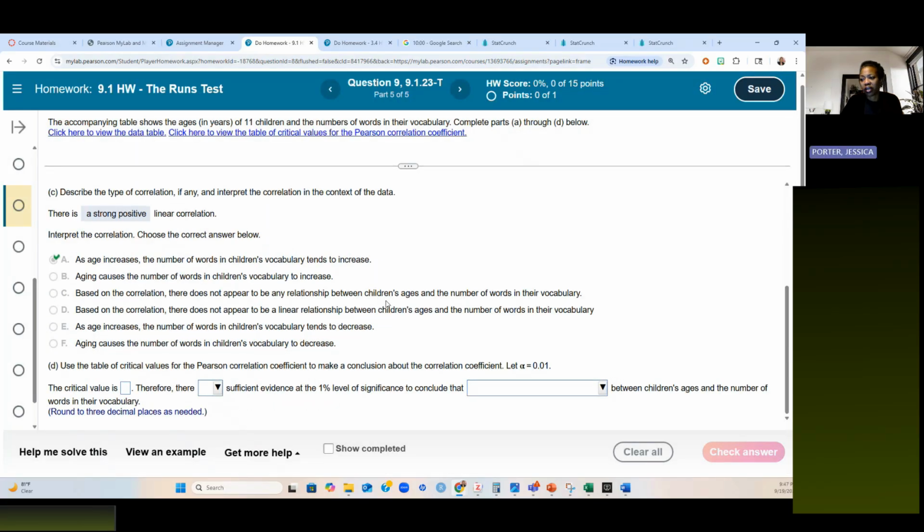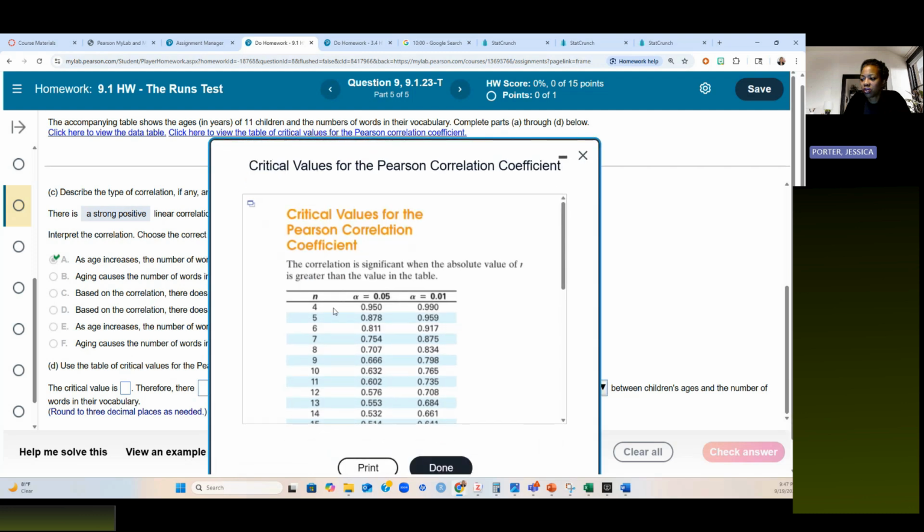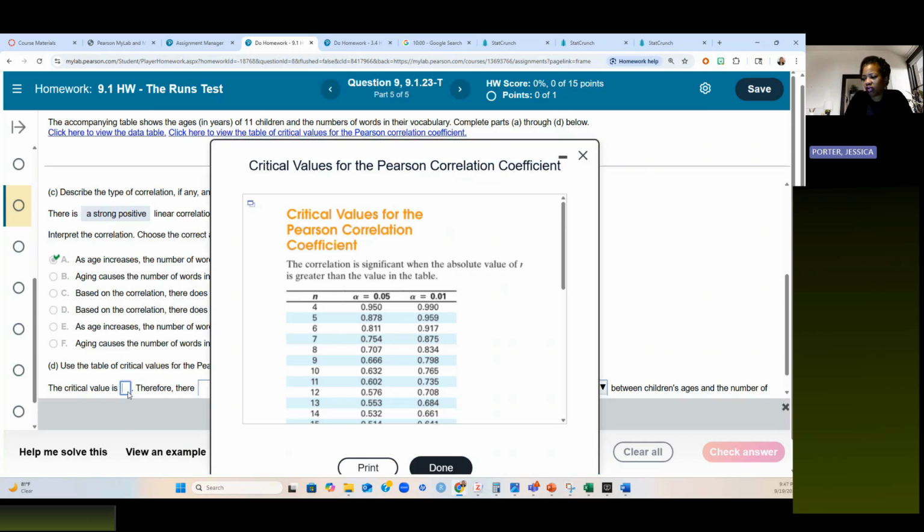Okay. All right, so use a table of critical values for the Pearson correlation coefficient to make a conclusion about the correlation coefficient. Let alpha equals 0.01. So here's where you'll click on this table. There's 11 children, so I'll come down here to n equals 11, and I'm at 0.735. That is my critical value. So if R is greater than my critical value, then the correlation is significant. So the critical value is 0.735.